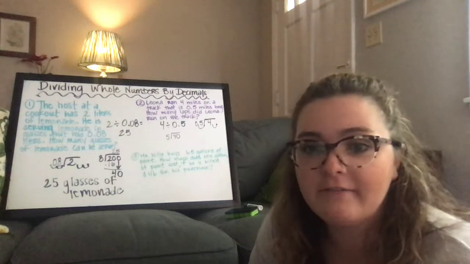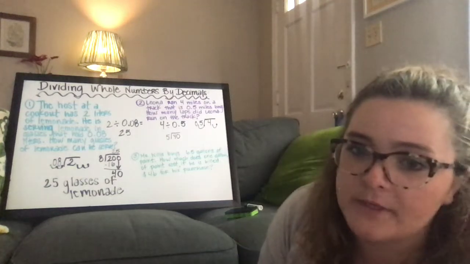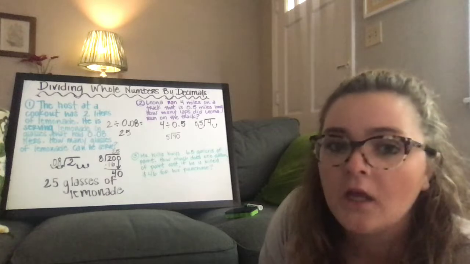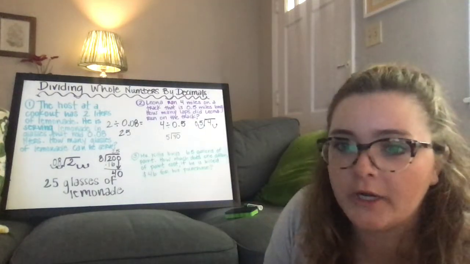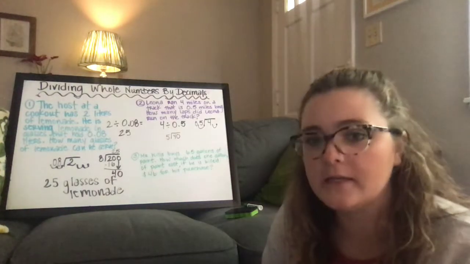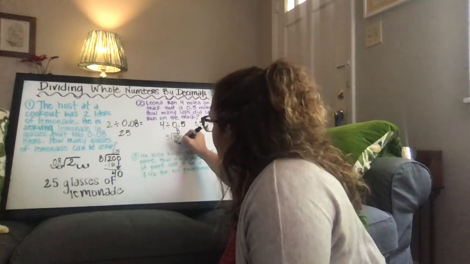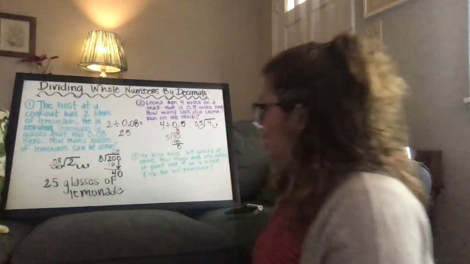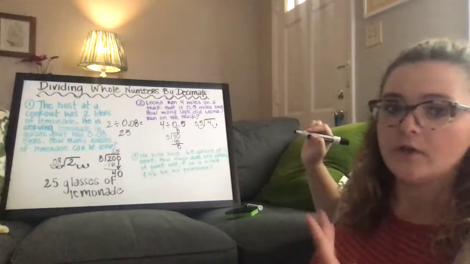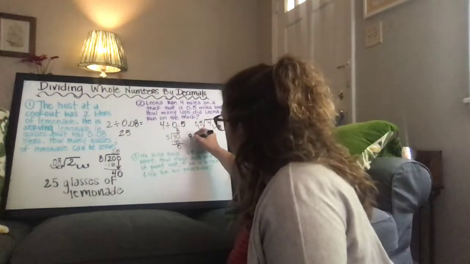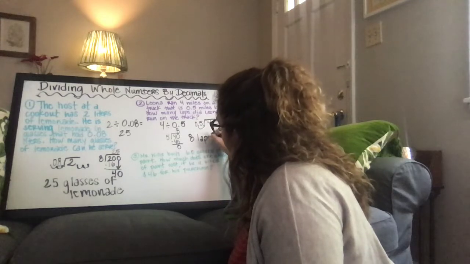Well, 5 can't go into 4. I can represent that with a 0 or just leave it. And then how many times can 5 go into 40? Well, I know that 5 times 8 is 40, so 5 can go into 40 8 times, and I'm left with 0 left over, okay? So she ran 8 laps.